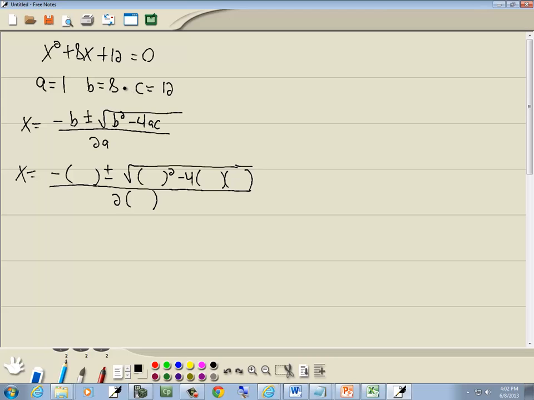Now, everywhere we had a b in our formula, we'll plug in 8. So I got 8 there and 8 there. Everywhere we had an a in our formula, we'll plug in 1. And everywhere we had a c in our formula, we'll plug in 12. And then we want to simplify it.